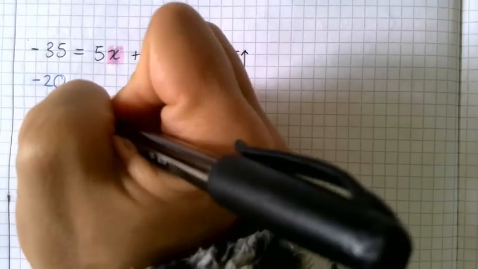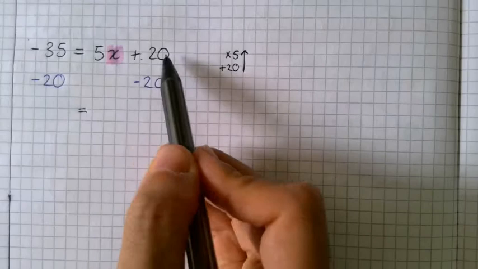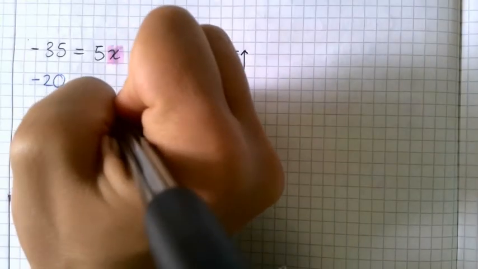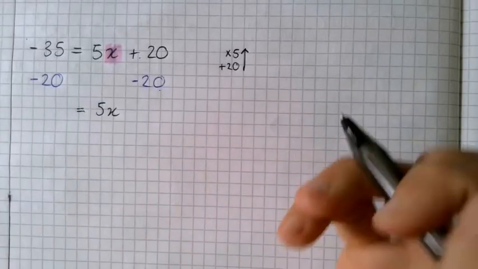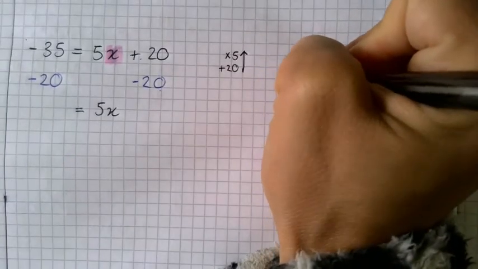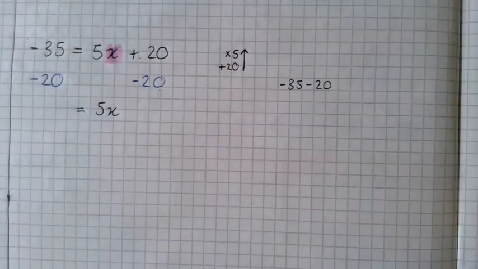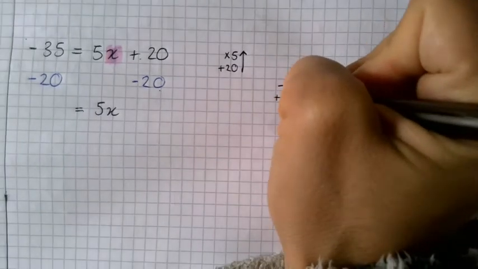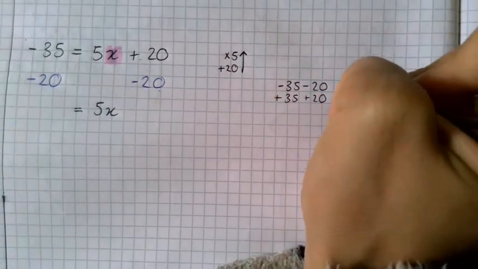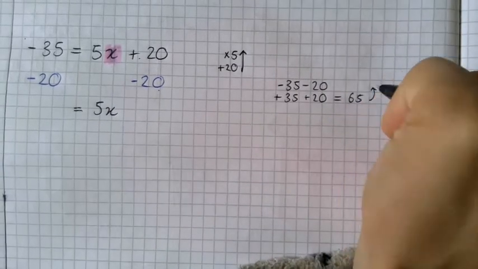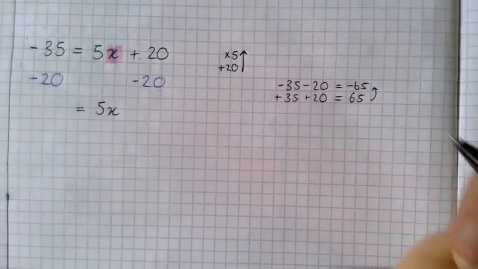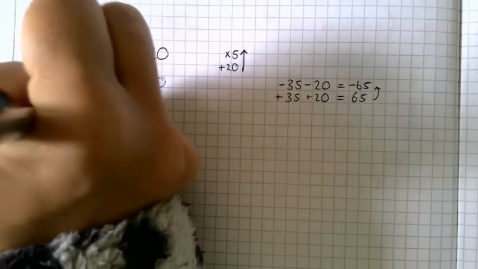So on the right hand side, plus 20 minus 20 cancel, and we have 5x. And on the left hand side, if you can't remember how to do negative 35 take away 20, you can use the change signs method here. Change the signs. So that gives us 35, 45, 65, and then you change the signs back. So we get negative 65 here.